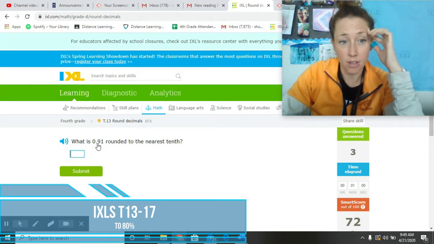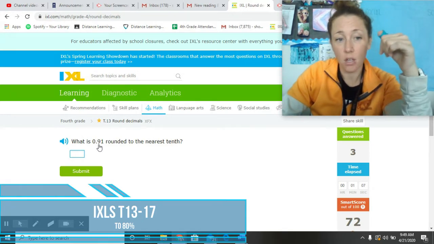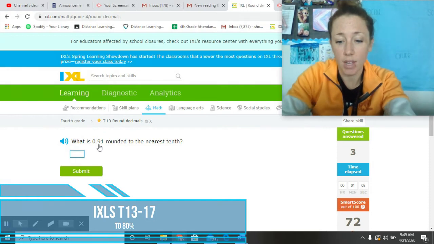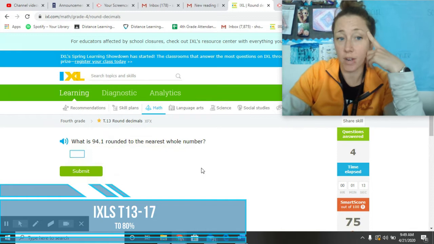91/100ths, round to the nearest 10th. Here's my 10th spot. It's a 9. You look at the 1 next to it. With the 1, am I going to go up or down? Down, right? So it's just going to stay a 9. 9/10. Remember, you're getting rid of the rest of the number.